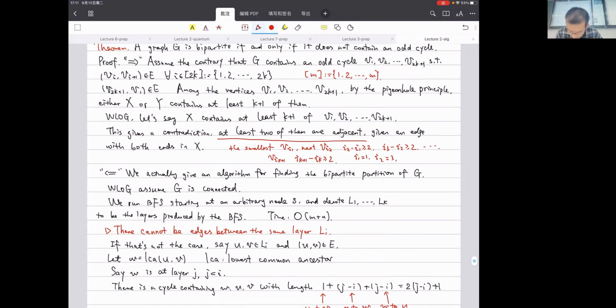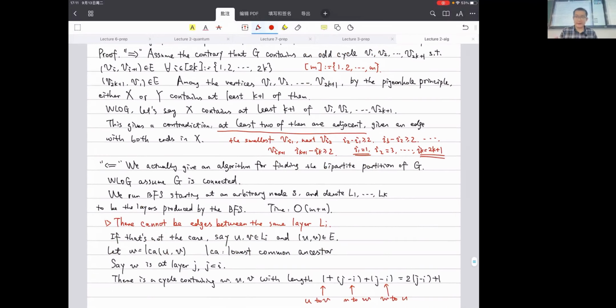The only possible way to make this work is IK equals 2K plus 1. But we know that the first vertex and vertex 2K plus 1 are adjacent. So by a slightly more detailed argument, you can see that you have a cycle of 2K plus 1 vertices, and if you want to take K plus 1 of them, then at least two of them should be adjacent. So this is just a further explanation of the left-hand side to right-hand side.